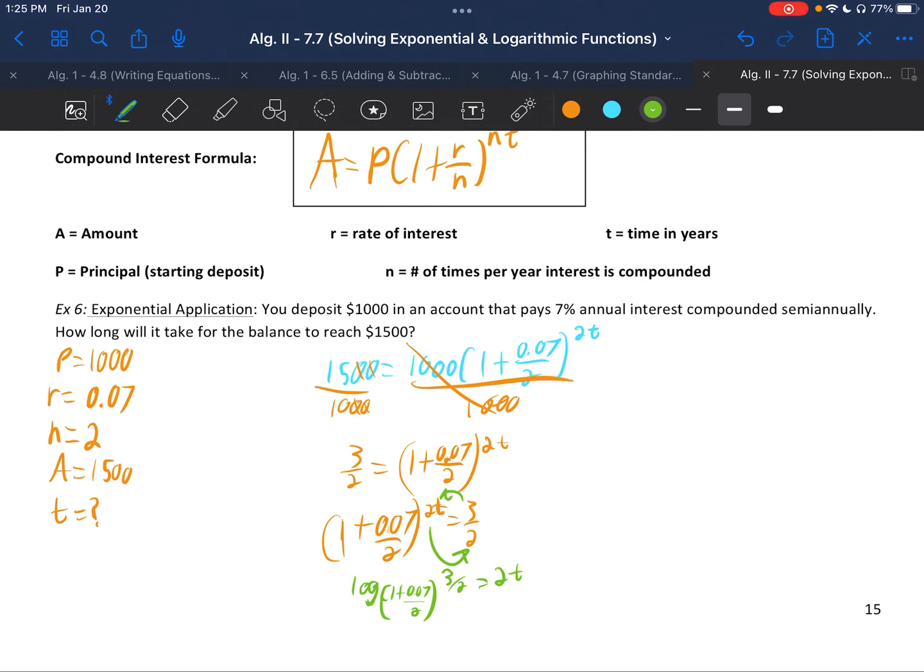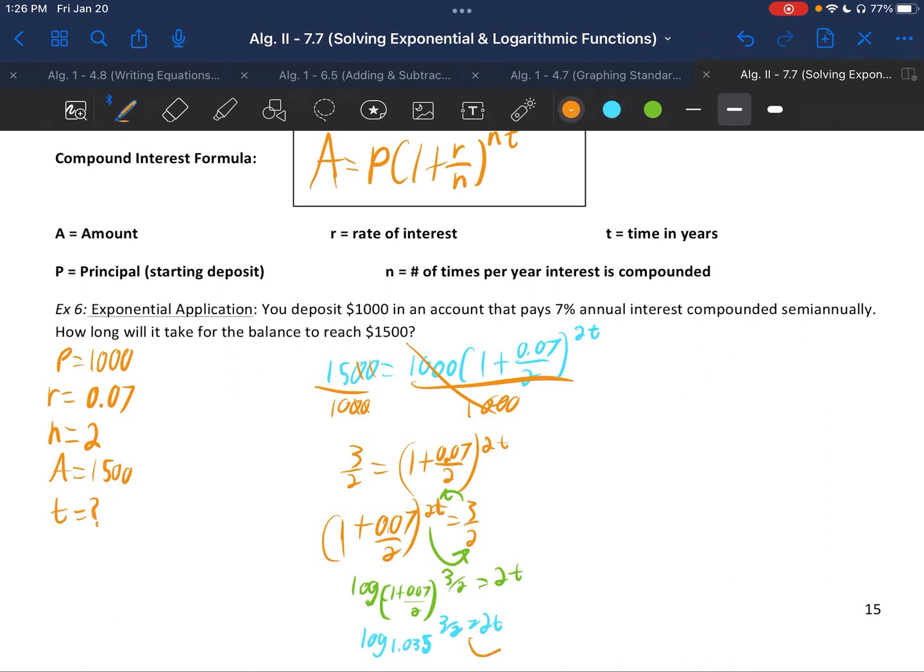Now, that's helpful for us for one basic reason: we can actually find this decimal, 1 plus 0.07 divided by 2. So if we take 0.07 divided by 2 and add 1 to it, we end up getting log base 1.035 of 3 halves is equal to 2t.